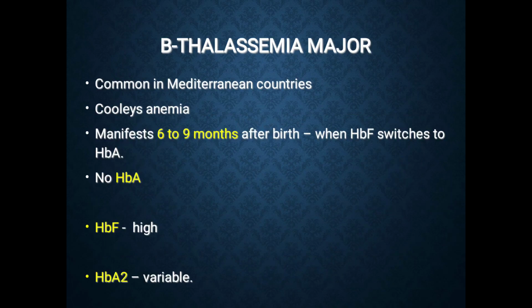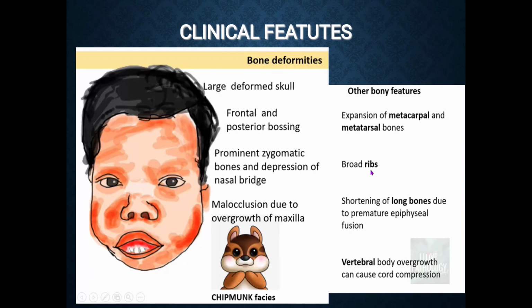So commonly beta thalassemia manifests at 6 to 9 months of life after birth, because HbF switches to HbA, that is 2 alpha 2 gamma switches into 2 alpha 2 beta. A common clinical feature in beta thalassemia is called chipmunk faces. They'll have large deformed skulls, frontal and posterior bossing, prominent zygomatic bone, depression of the nasal ridges, malocclusion and overgrowth of the maxilla. So this is called chipmunk faces.